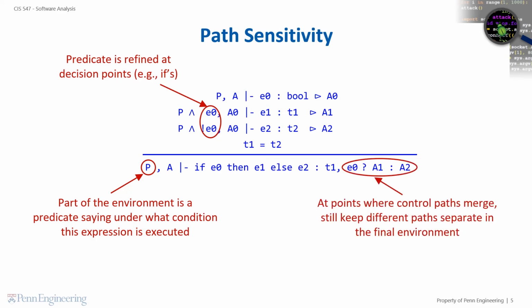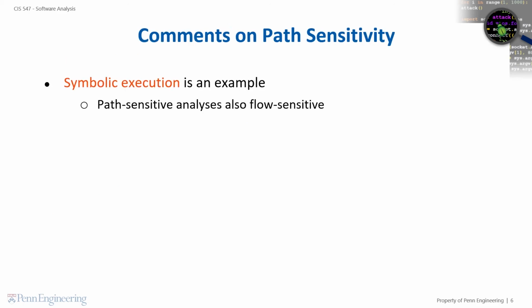Additionally, we no longer solve the side constraint that the output environments A1 and A2 are equal. Instead, the conclusion allows for either of these to be its output environment based on the truth value of E0. Symbolic execution, which we will study later, is an example of a path-sensitive analysis. Note that path-sensitive analyses are also flow-sensitive, as we preserve the input-output environment ordering.